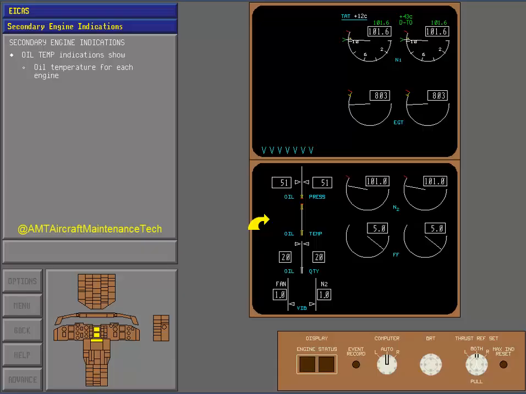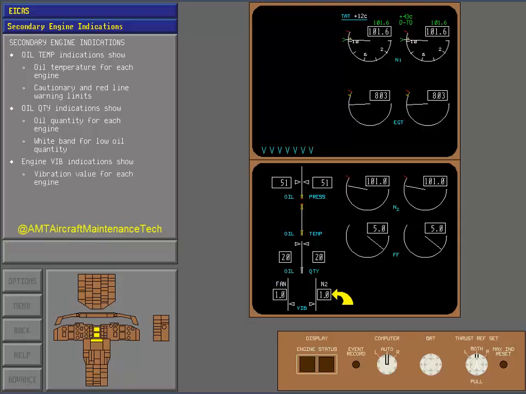The oil temperature indications show the actual oil temperature for each engine in degrees Celsius and indicate amber cautionary ranges and red line warning limits. The oil quantity indications show the oil quantity for each engine in quarts. A white band indicates low oil quantity for the purpose of crew awareness.